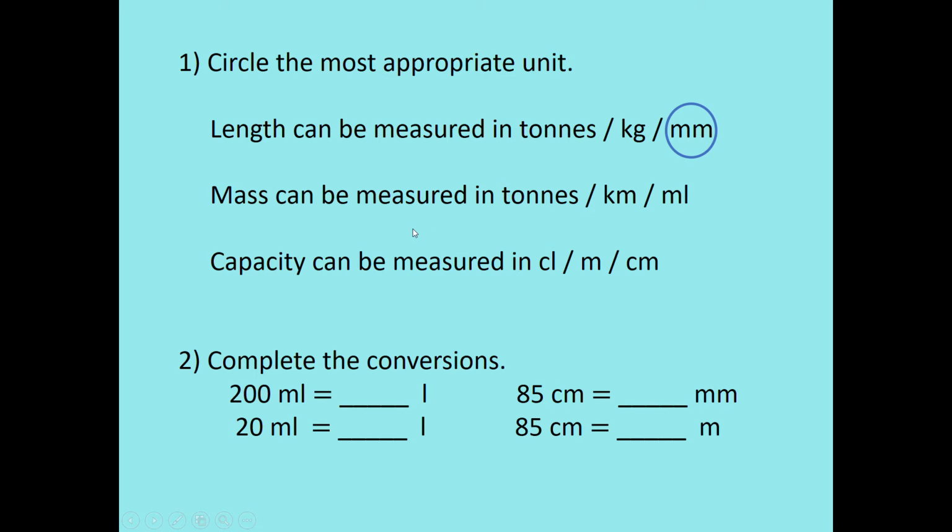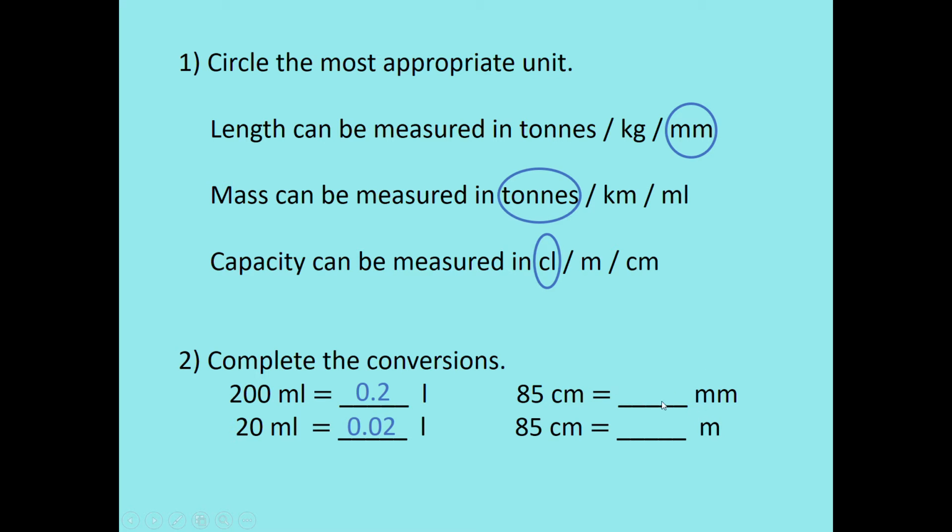So length can be measured in millimetres. Mass can be measured in tons. Capacity can be measured in centilitres. Complete the conversions. 200 millilitres are the same as 0.2 litres. To get from millilitres to litres, we are doing what conversion? We are dividing by 1,000. So again, from 20 millilitres to litres, we need to divide by 1,000 again. So that's 0.02.